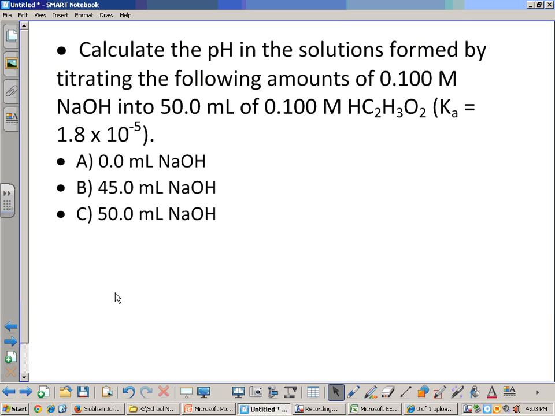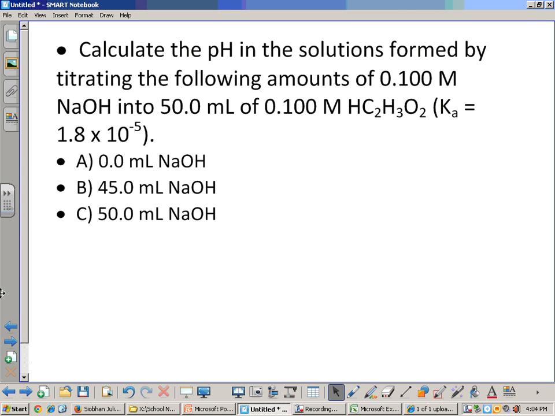All right, so this is going to be the third and final part of the weak acid strong base titration problem from before. We've done part A, 0 milliliters of sodium hydroxide being added. We've done part B, 45 milliliters of sodium hydroxide being added, and now we're going to do part C.